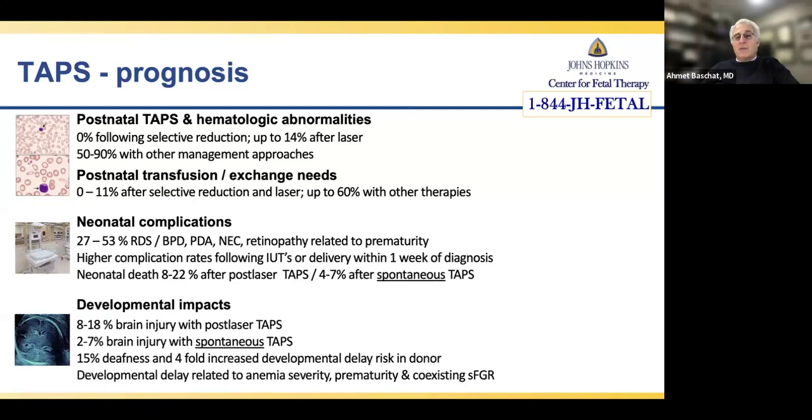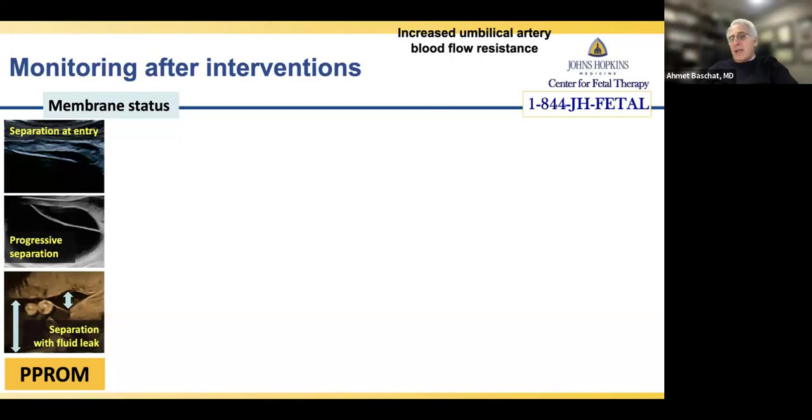TAPS has significant risks in terms of hematologic abnormalities and transfusion and exchange transfusion needs in the NICU. There is a high rate of respiratory complications and a high rate of brain injury, both in post-laser and spontaneous TAPS. Now, the other thing I wanted to just sort of wrap up with is monitoring after interventions. Most of the patients that get prenatal interventions return to the referring physicians, and the goal is to deliver basically at home. But nonetheless, there are some important things to look out for.